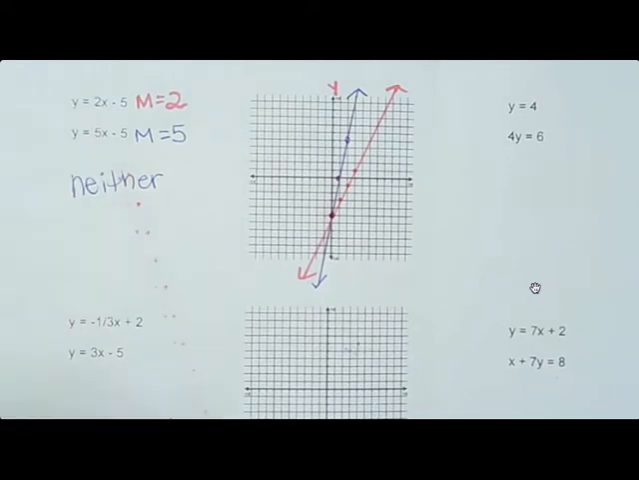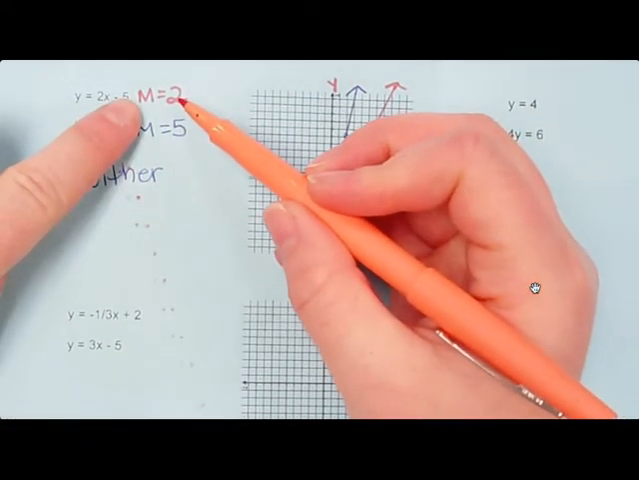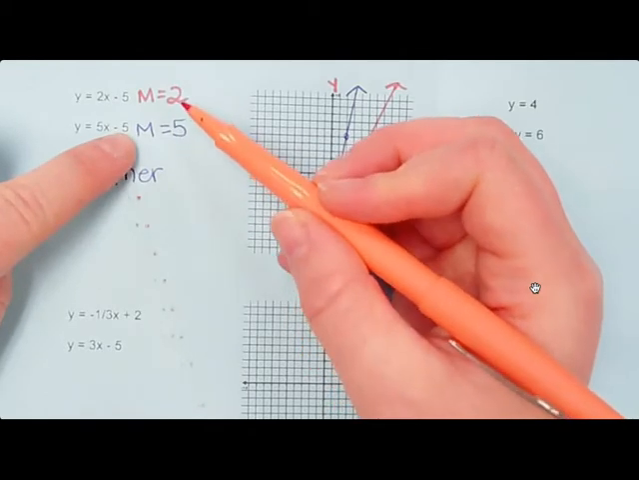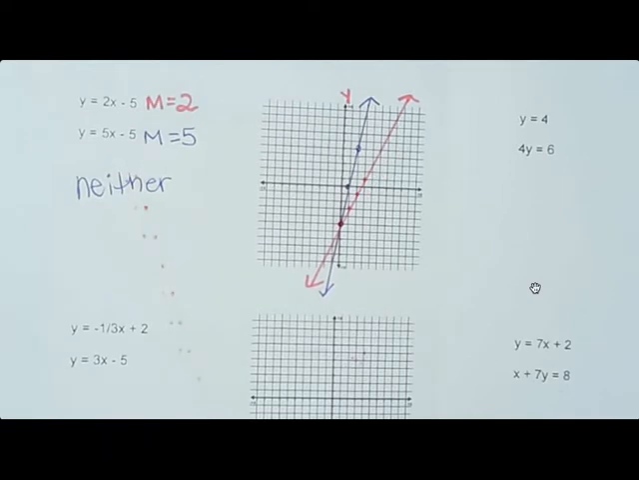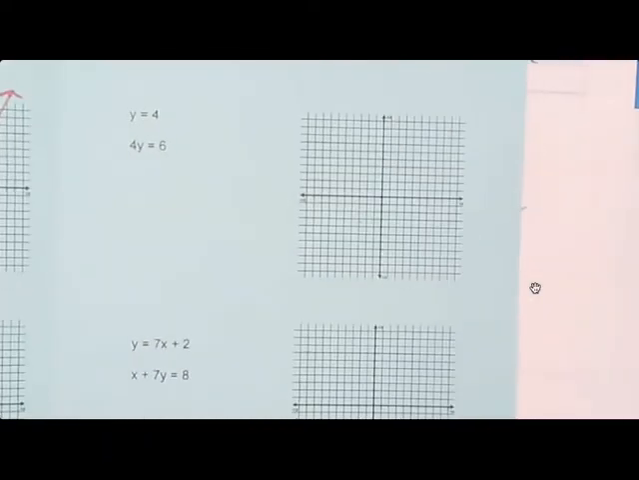And we could have understood that too without even graphing by looking at your slopes. We have 2 and 5. In order to be parallel, they must be the same. Perpendicular means you flip and change the sign. Opposite reciprocals.